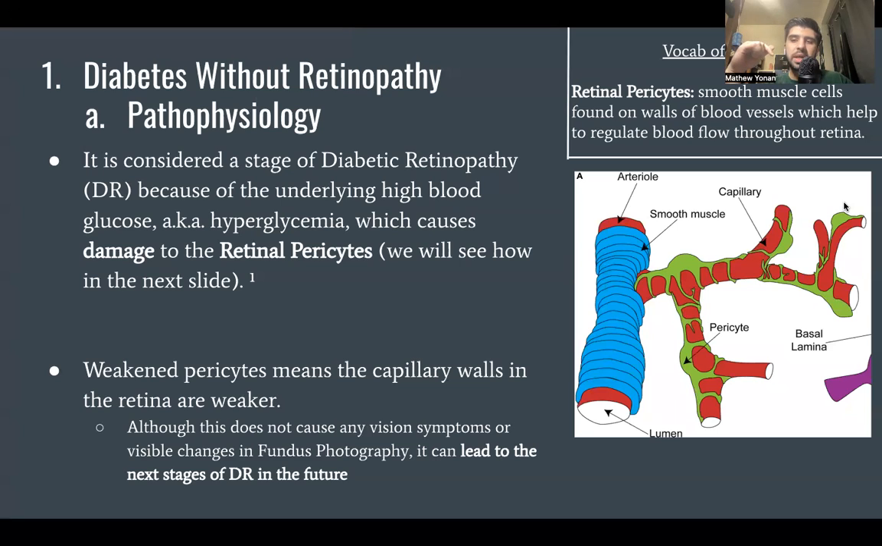So they're actual cells that are in the retina that are on top of capillaries in the retina, essentially. Just like this picture down here. This is not necessarily relating to the eye, but you can just see how the parasites look on capillaries there. So weakened parasites means that the capillary walls in the retina are weaker. Okay, and although this doesn't cause any vision symptoms or visible changes in fundoscopies, it can lead to the next stages of diabetic retinopathy in the future.